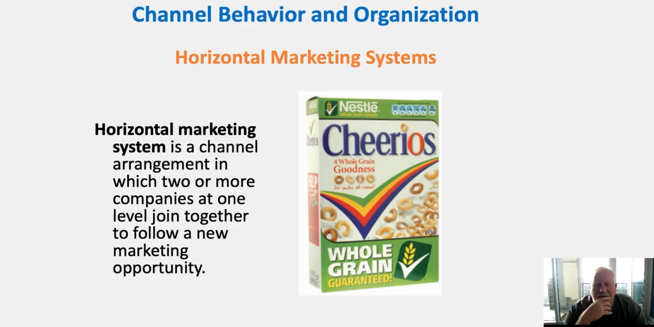Now, let me talk about the difference really quickly between horizontal marketing systems and vertical. A horizontal marketing system is a channel arrangement in which two or more companies at one level join together to follow a new marketing opportunity. Sometimes those companies that are across that we talked about can partner with one another. This is an example right here where Nestle and Cheerios partnered with one another to be able to make a specific type of Cheerio.